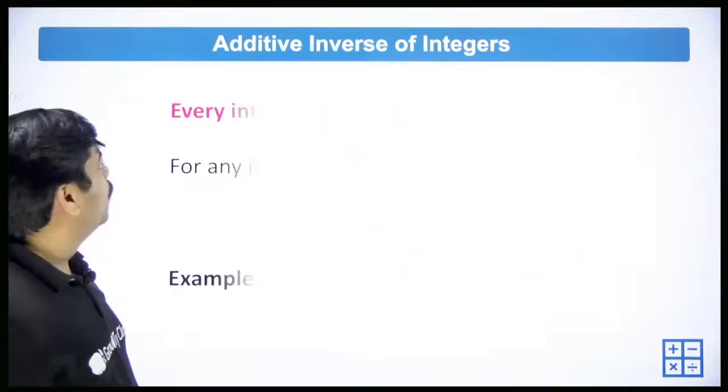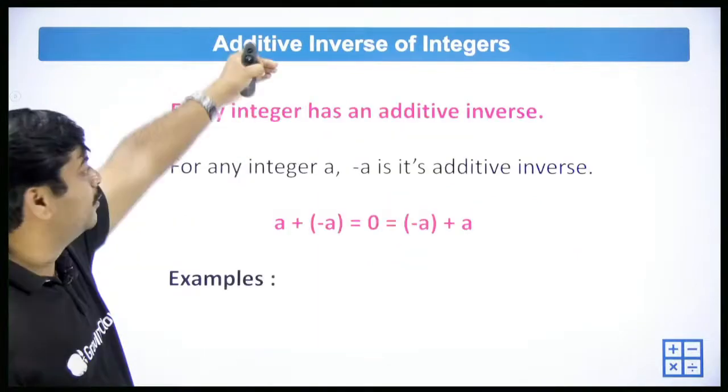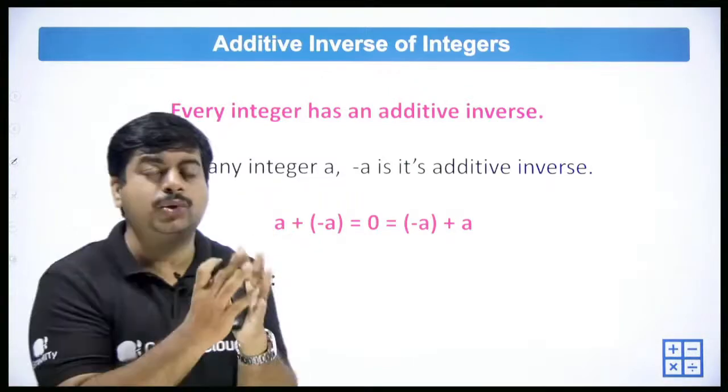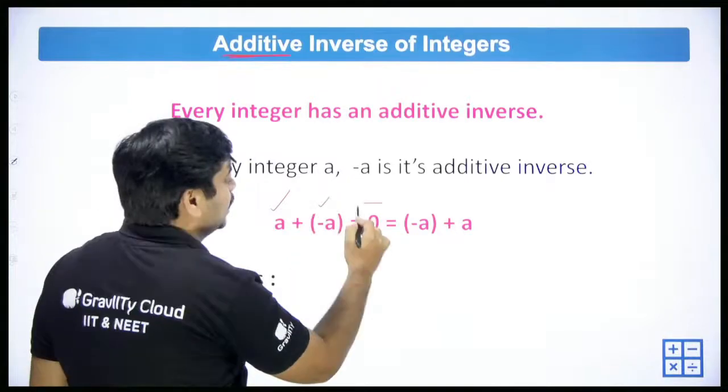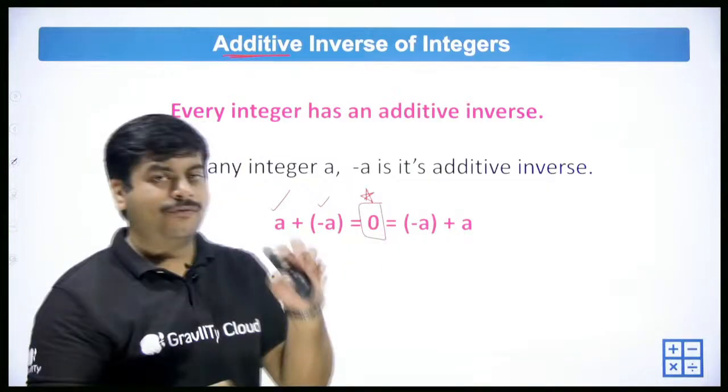In the same way, we have additive inverse. You can see here, additive inverse. What will happen with inverse? Inverse means the complete value should change. The positive should become negative, so that these two sum up to give you 0. See here, for the number A, you add minus A, so that you get 0. For the number 4, I need to add minus 4 to get the answer 0.